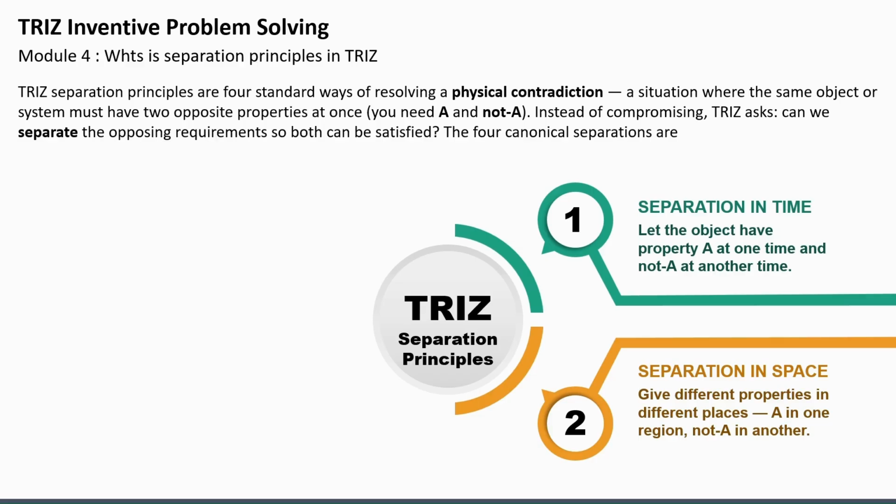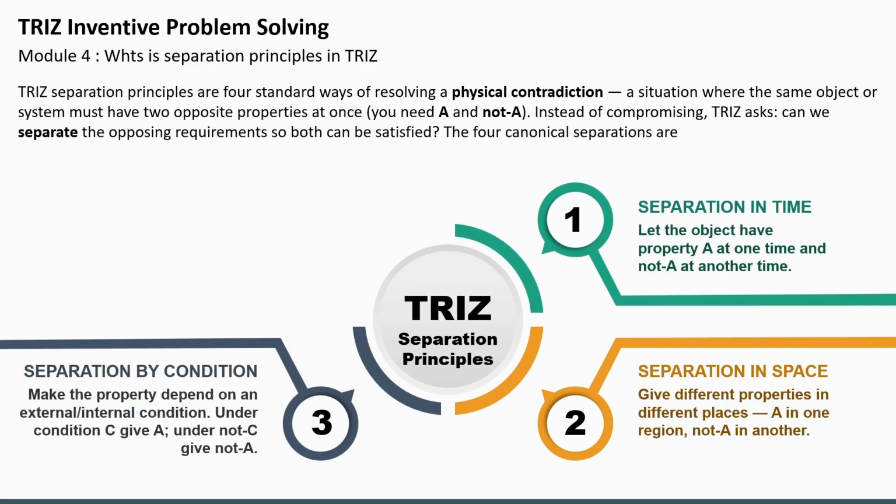Or another example which we can easily understand, a real life example, is a band-aid that we put on a wound in our skin. It should have stickiness on the area where it is going to touch the skin and should not have stickiness on the area where it will touch the wound. So that is what we mean by separation in space.